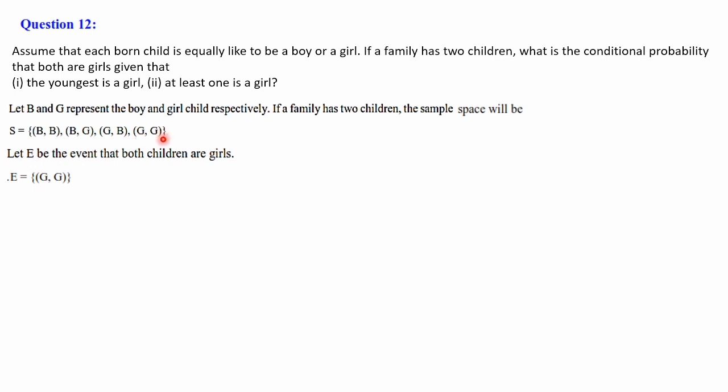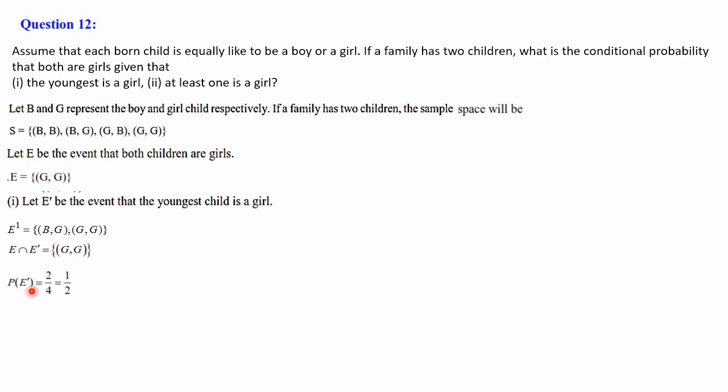First one also girl and the second one also girl, because there are only two kids given in the condition. Then let E dash be the event that the youngest child is a girl. That is the first condition given to you. The youngest is a girl, in the sense it can be the second one. So the youngest one is a girl in the sense the second one is a girl. So (B, G) chances are there, and (G, G) both girls means second one also a girl. So (B, G) and (G, G) are the possibilities. So E intersection E dash, in the sense there is only one element, that is (G, G).